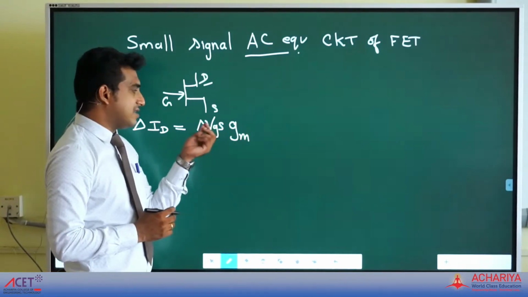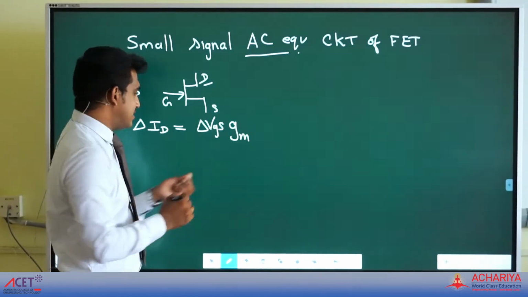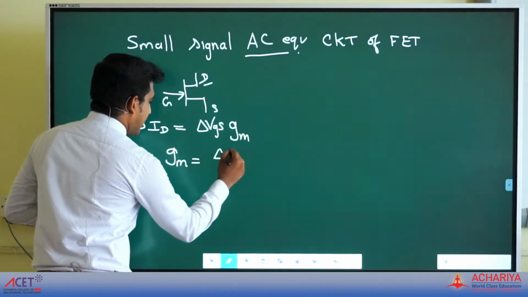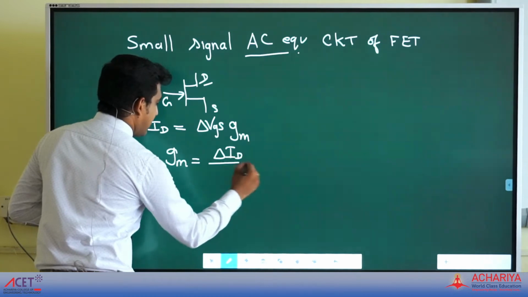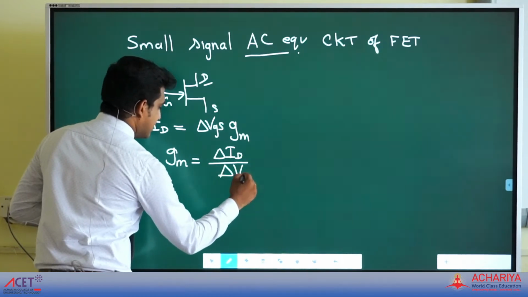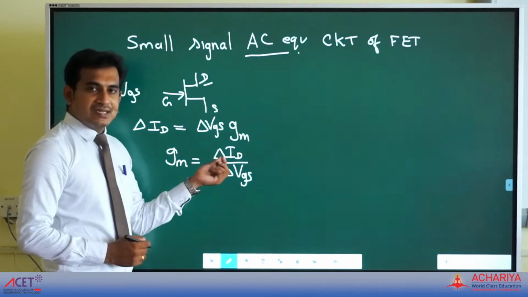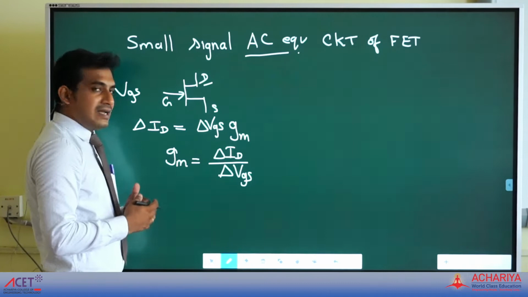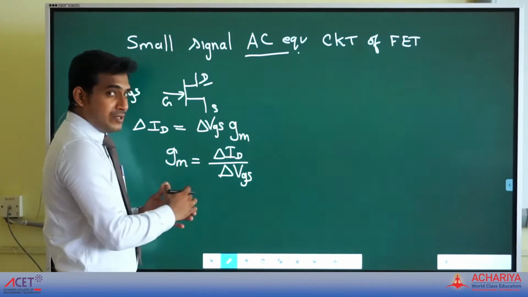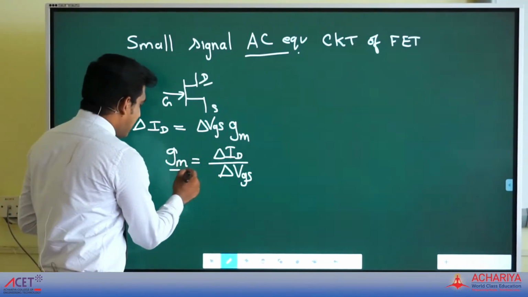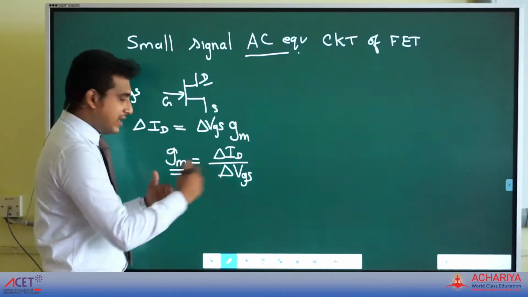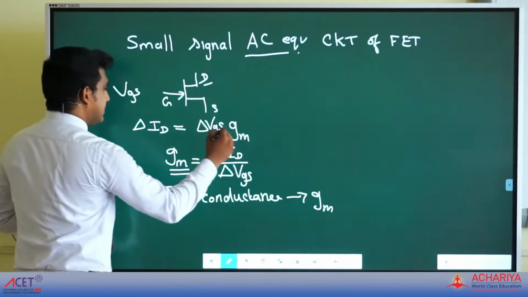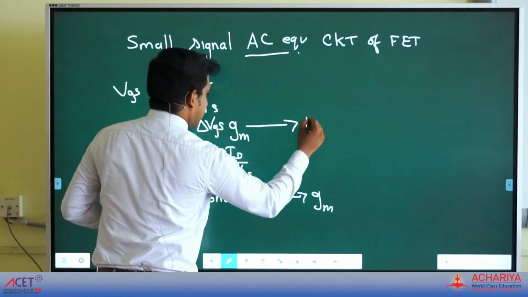The constant we are taking as gm, where gm is equal to del ID divided by del VGS. The equation says it is a current divided by voltage. Current divided by voltage means it is conductance, the conductance between output and input. That's why we name this constant transconductance, or transfer conductance. Consider this equation as equation number 1.